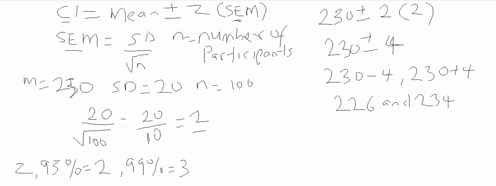234. All right. So 226 is the lower limit of the confidence interval, and 234 is the upper limit of the confidence interval.